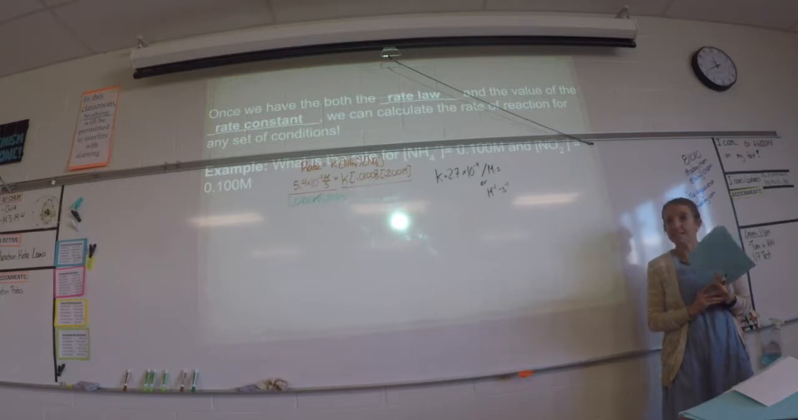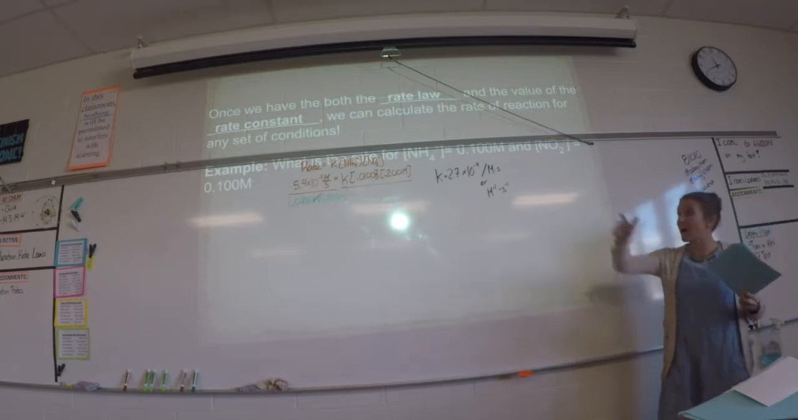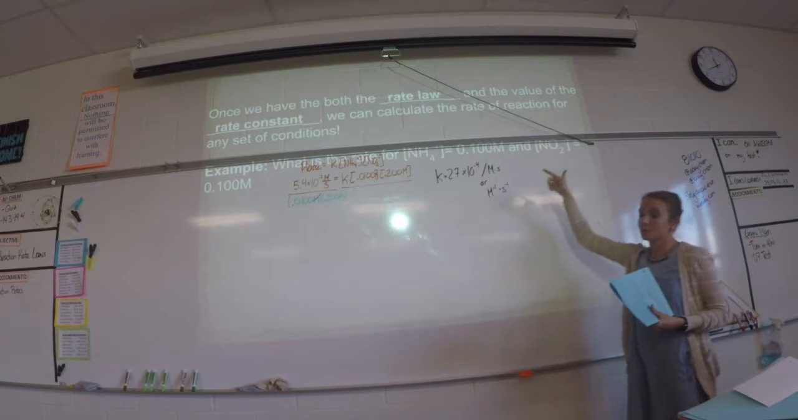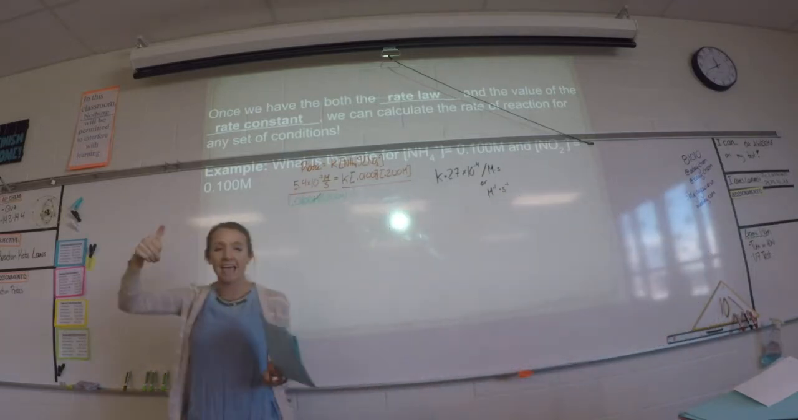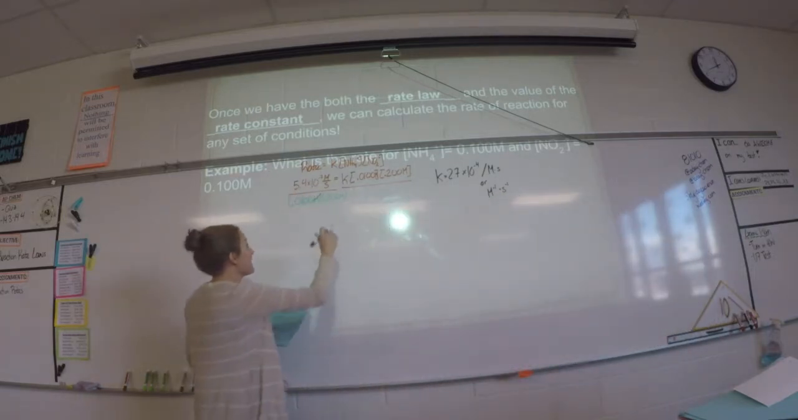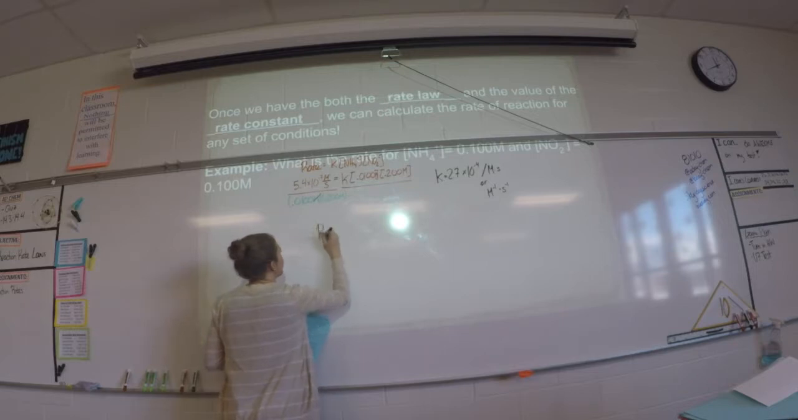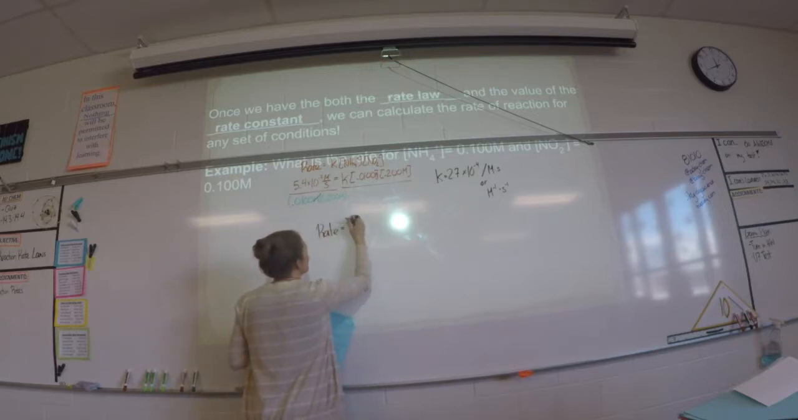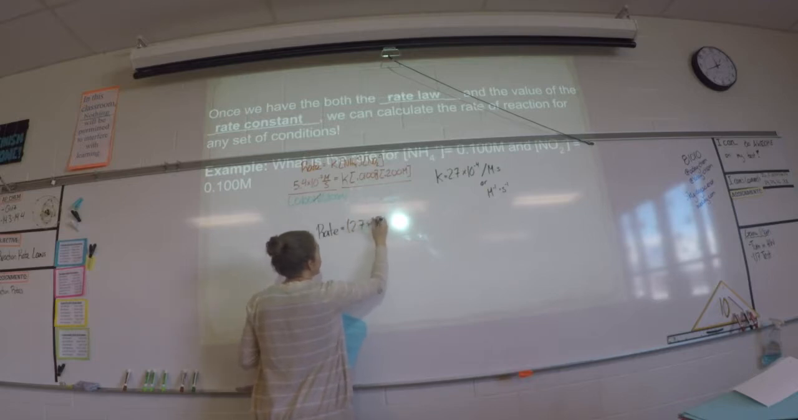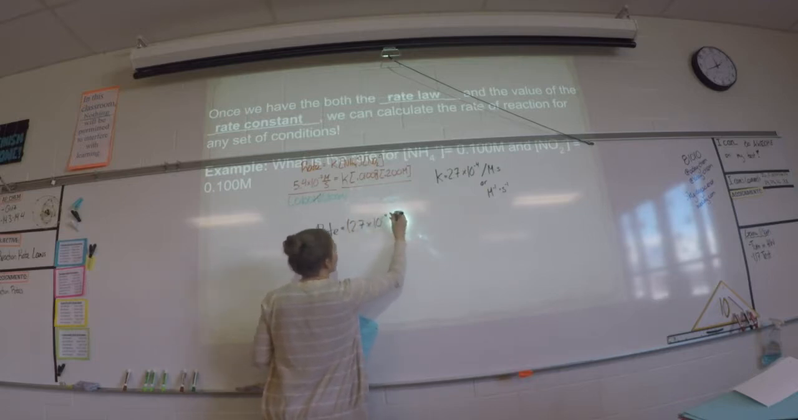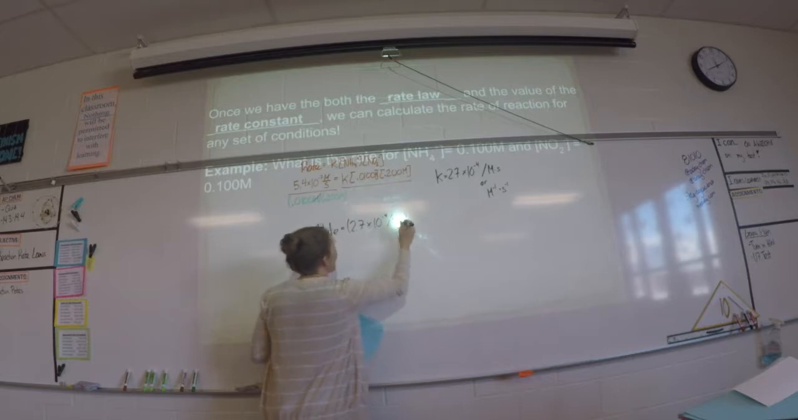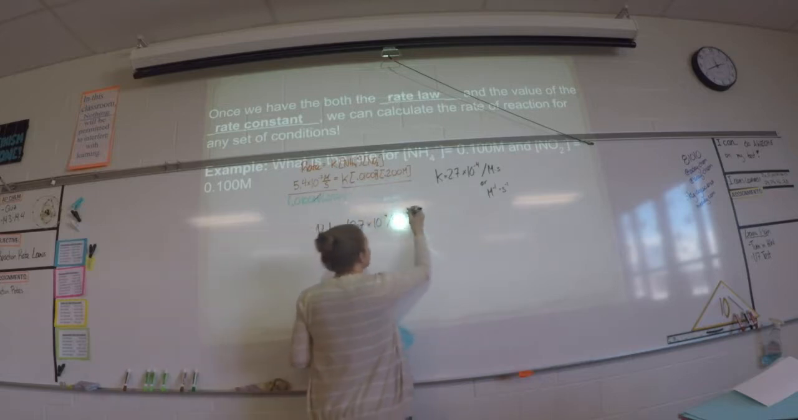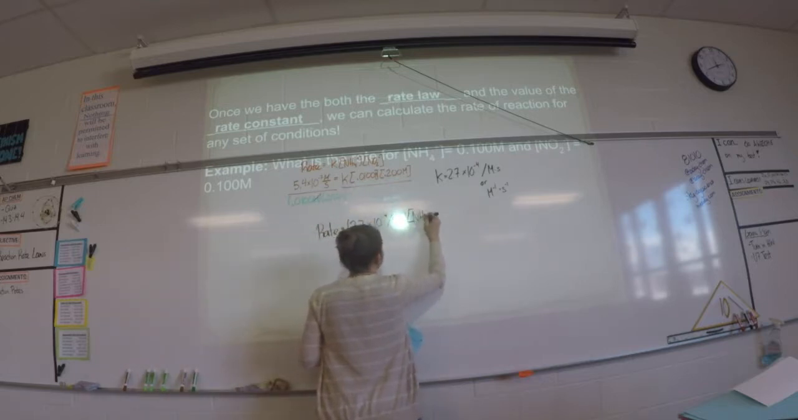Yes, in the end, if your units of K are correct. So on this next one, everybody, now what we're doing, I have my K, so with my rate law, I'm going to just rewrite it here. So now I know that the rate is equal to 2.7 times 10 to the negative 4, and then times whatever the concentrations are.